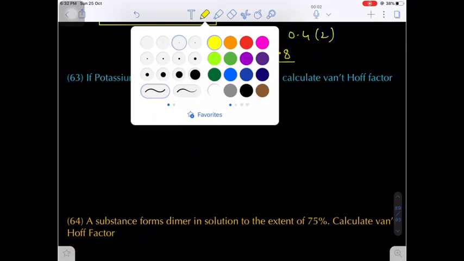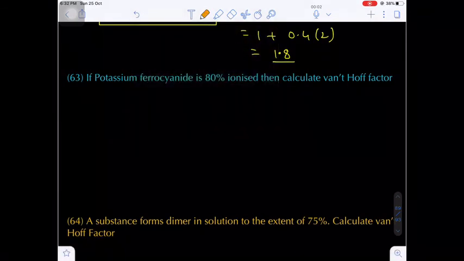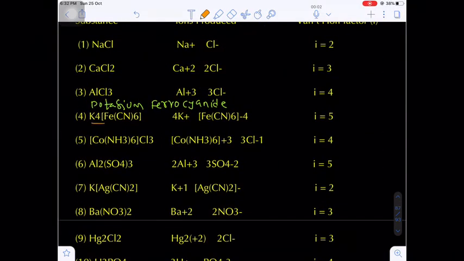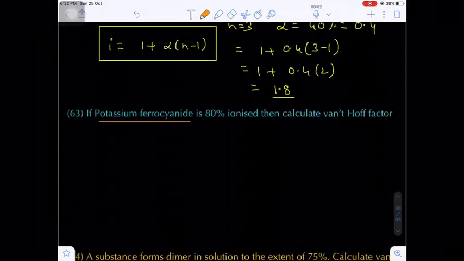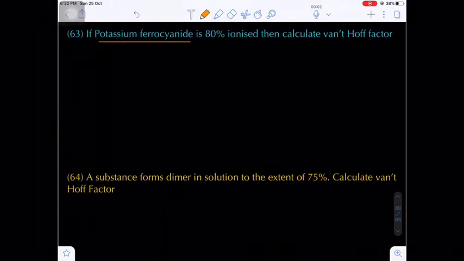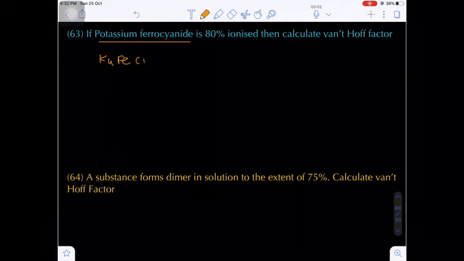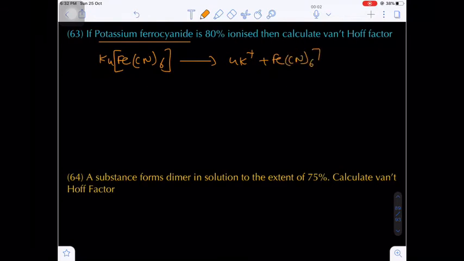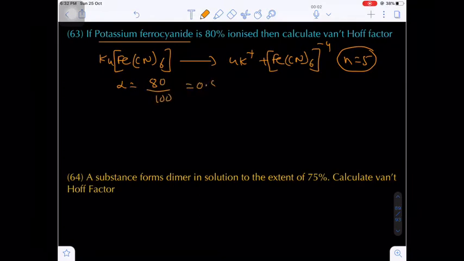The next question, that is question number 63. The potassium ferrocyanide. This is very, very important. Just now I told you what is the formula of potassium ferrocyanide. That will be K4Fe(CN)6. Remember, potassium ferrocyanide, K4Fe(CN)6. How does the potassium ferrocyanide dissociate in the aqueous medium? As potassium ions and ferrocyanide ion. Total how many particles are produced in the aqueous medium? 4 plus 1, that will be the total number of particles here, 5. Now what is the alpha value given? 80%. That means 80 by 100, that will be 0.8.